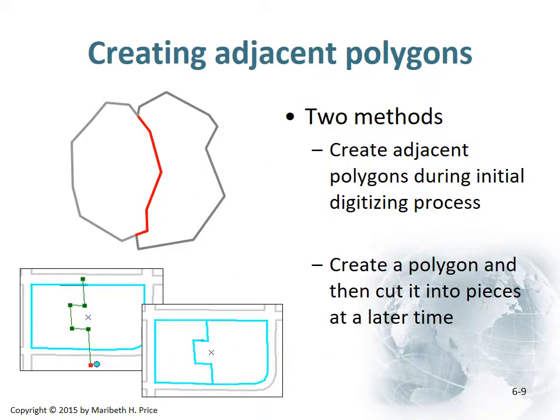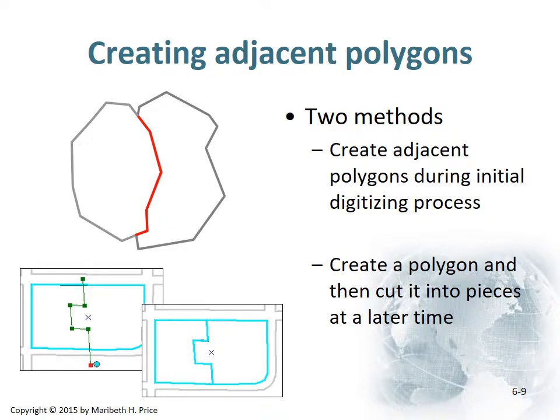When we're creating two polygons next to each other, there's really two methods that we can use for it. One is at the initial phase when we're creating the data set in the first place, we create two adjacent polygons right then and there. Quite often, we'll have data sets that are created at one point in time and need to be modified by some sort of change that has occurred at a later date in time.